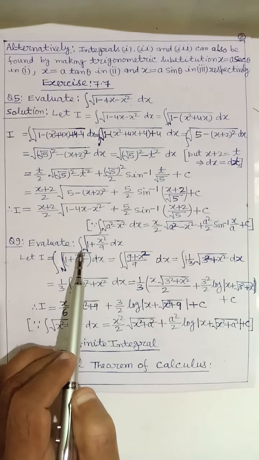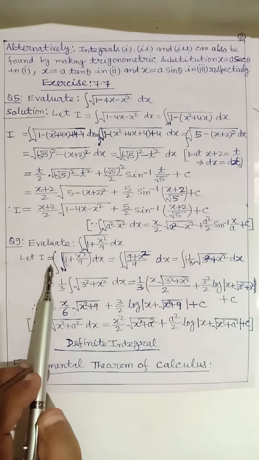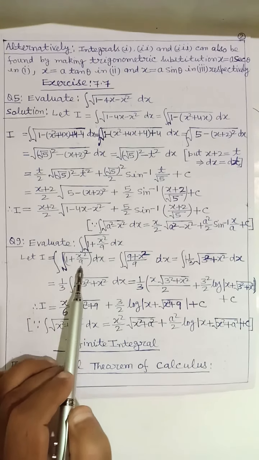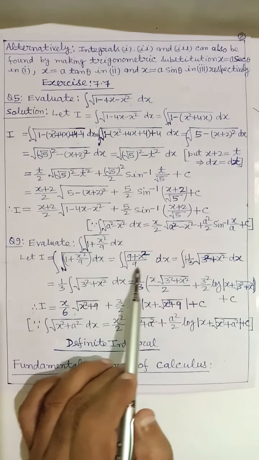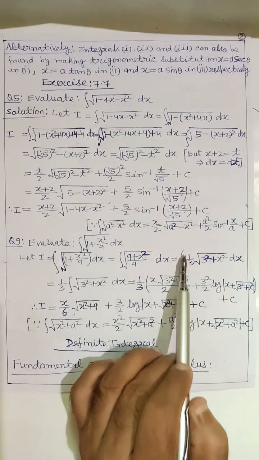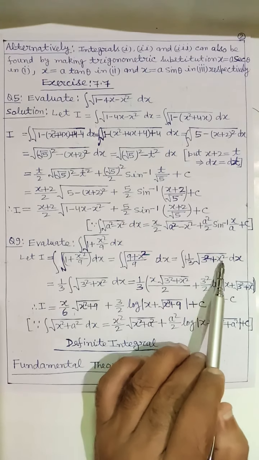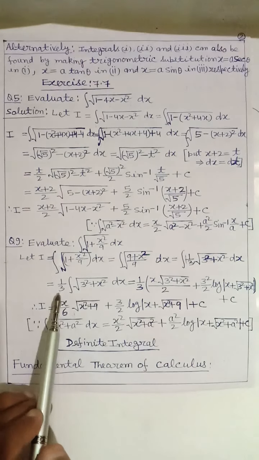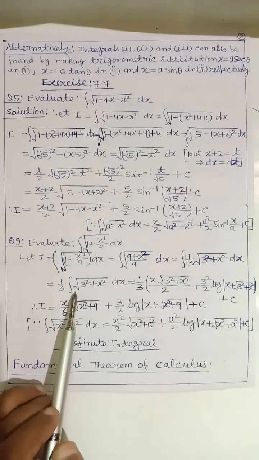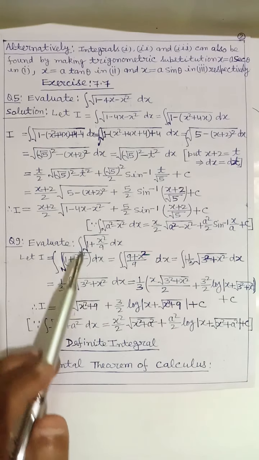Evaluate integral of square root of 1 plus x square by 9 dx. Here let I is equal to integral of square root of 1 plus x square by 9 dx, and this can be written in this form, integral of 1 by 3 into root of 3 square plus x square dx. Here 1 by 3 is constant, so it is outside of the integral, we get 1 by 3 integral of square root of 3 square plus x square dx, which we have discussed above.